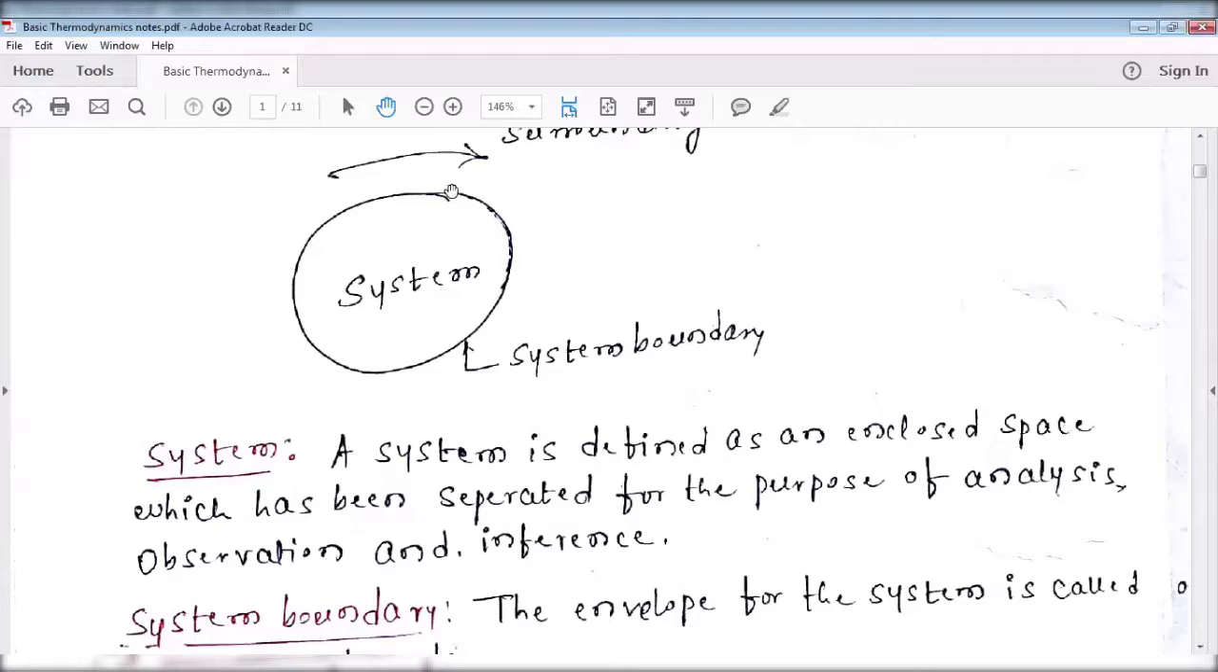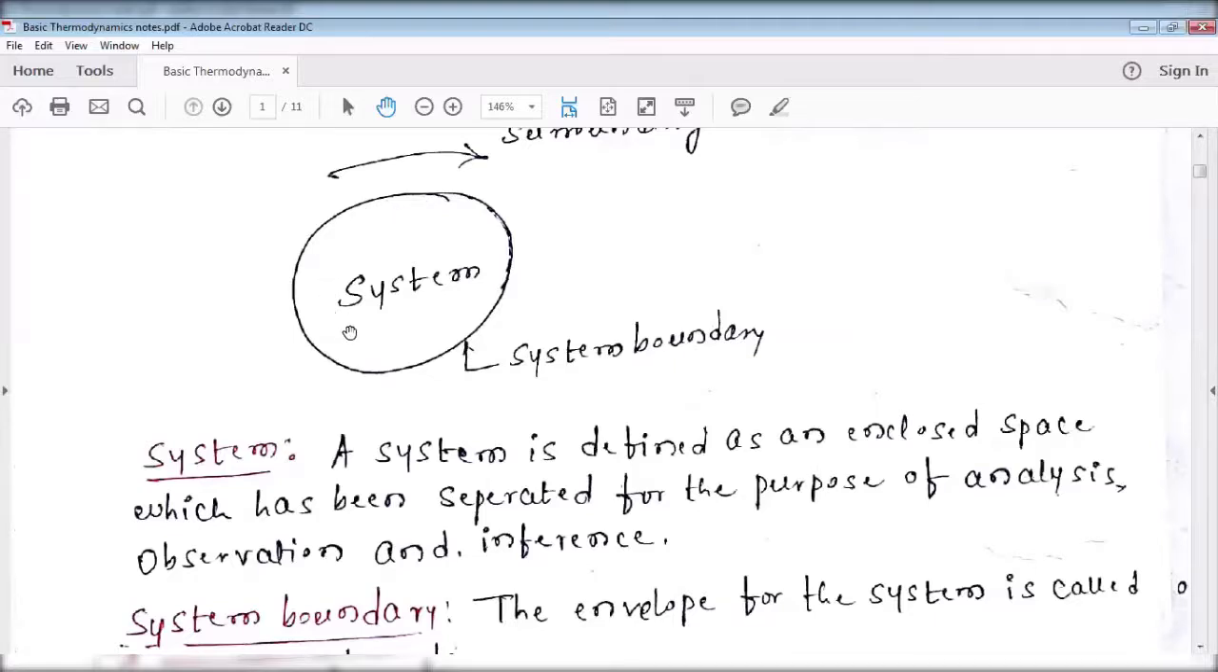The best example for system boundary: if you consider your mobile, for that mobile you are using a cover for safety purposes. If the mobile is a system, whatever cover you are using is the system boundary. If you consider your laptop, for that laptop you are using a cover. Here the laptop is a system, and that cover is the system boundary.